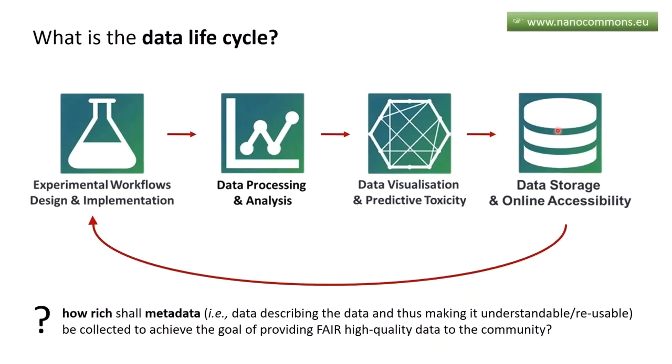So we need to consider, in order to make this cycle keep running, how rich our metadata shall be. What is metadata? Data describing our data, and thus making it understandable and reusable. So we consider the R of the FAIR process. How shall we collect metadata so that we can achieve these high-standing goals of providing FAIR data to the community?